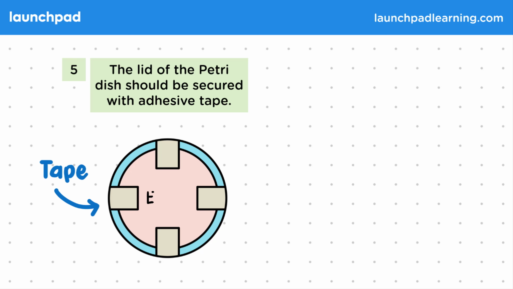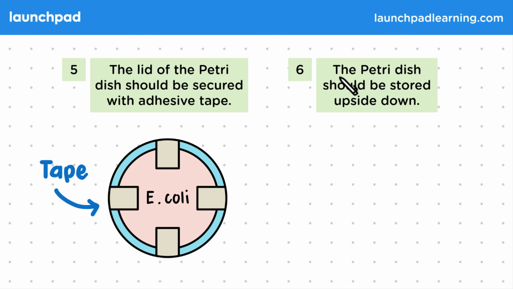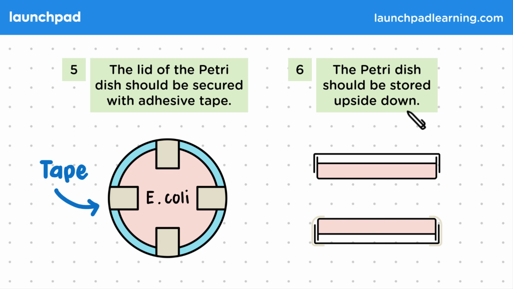It's also a good idea to label the Petri dish with the culture that you're growing. The Petri dish should be stored upside down. So in this example, this top image is incorrect. We want the Petri dish to look like this. We store the Petri dish in this way to prevent any contamination that may form on the lid from dripping down onto the bacteria growing below. In the exam, you will be expected to be able to explain why Petri dish lids should be secured with sticky tape and stored upside down.